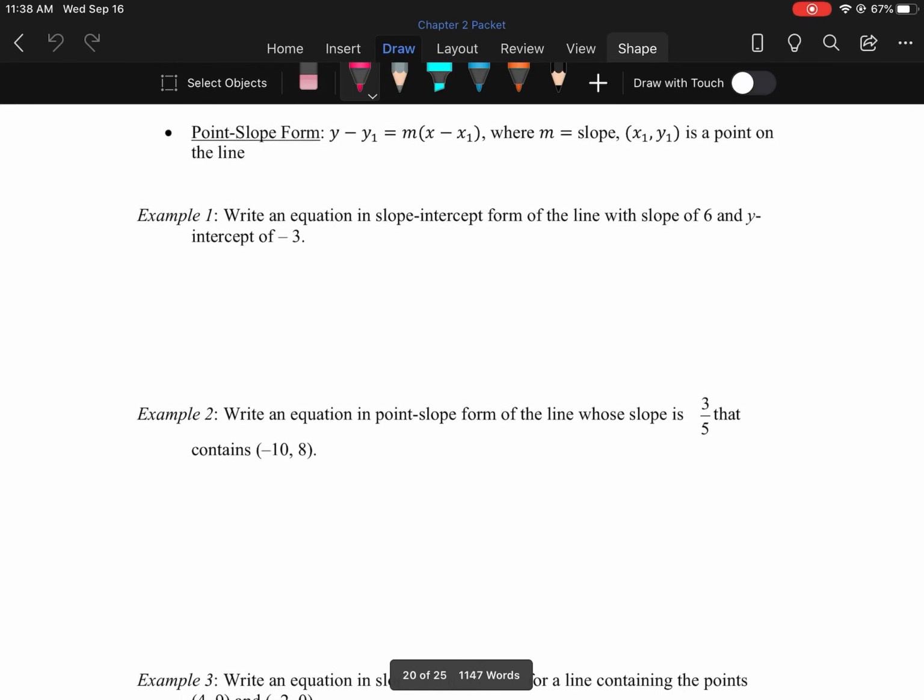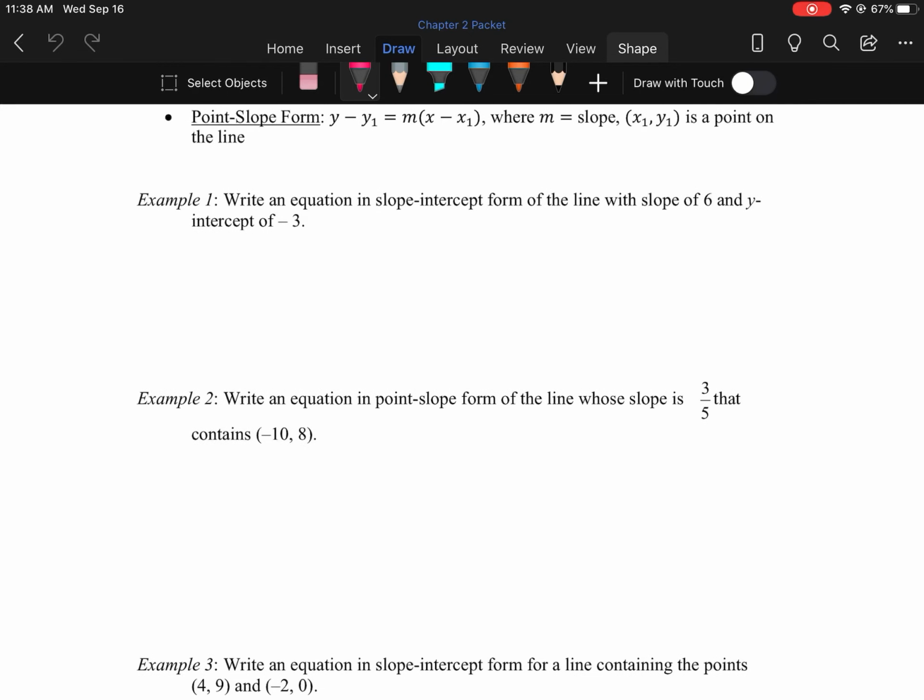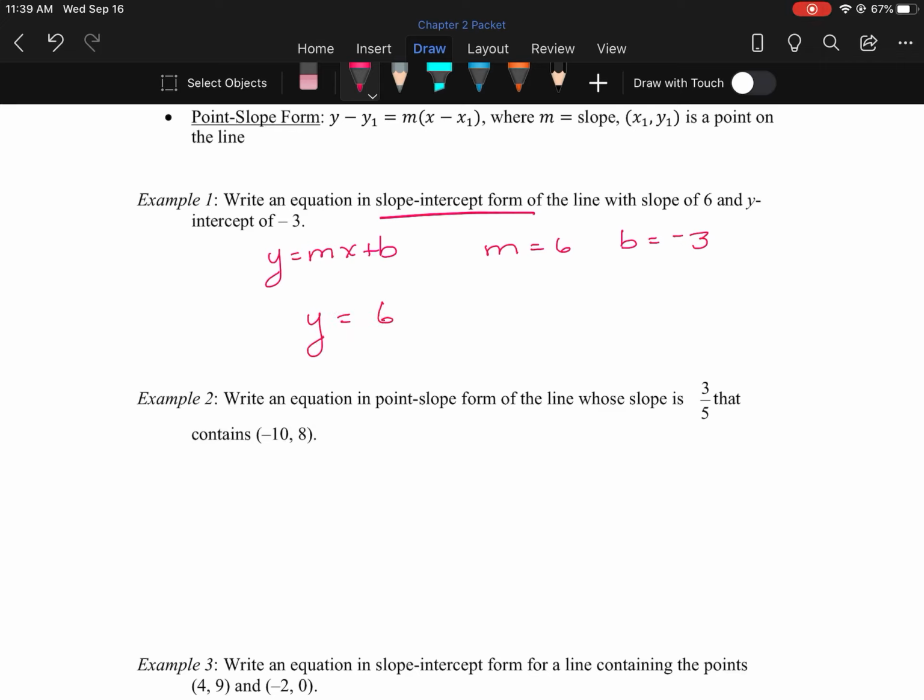All right, so for example 1, it says write an equation in slope-intercept form of a line with a slope of 6 and a y-intercept of negative 3. So we always go ahead and start. It says slope-intercept form, so let's write that, y equals mx plus b. And then they told us that slope, which is our m, is 6, and our y-intercept, which is b, is negative 3. So for this one, it's pretty easy. We just substitute everything into the equation. So it becomes y equals 6x minus 3.